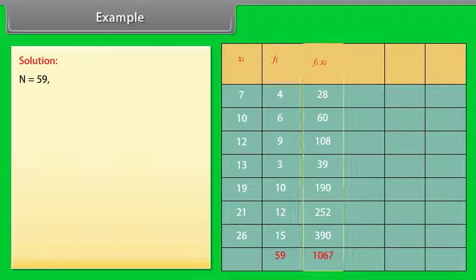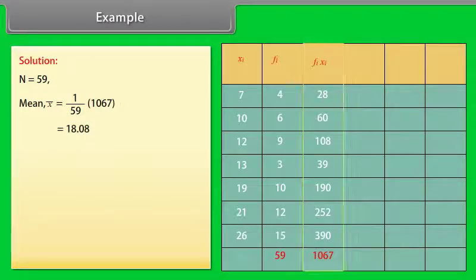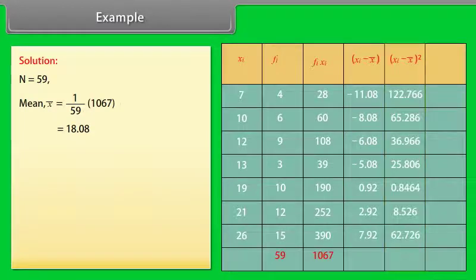After that, we find the mean by summing the product of fi and xi and then dividing it by the sum of frequencies, that is 59. It is found to be 18.08. In the fourth column, we find the difference between xi and the mean x bar. In the fifth column, we find the squares of the difference between xi and the mean x bar.